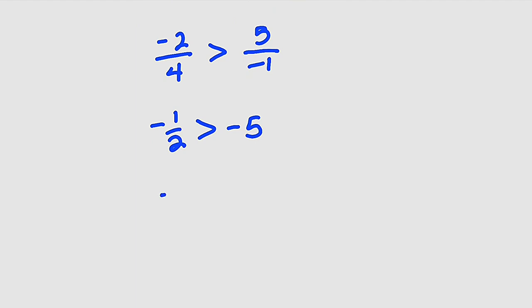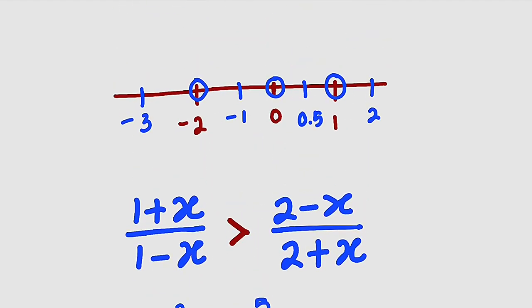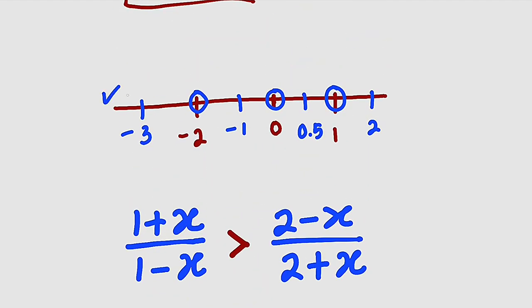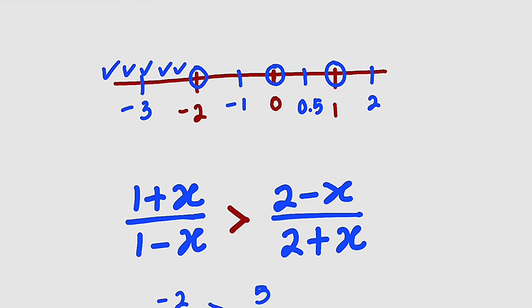We have negative 0.5. Is it greater than negative 5? Definitely negative 0.5 is greater than negative 5. Therefore, we're going to have a solution right here, from negative infinity down to negative 2. Then now let us check a value between negative 2 down to 0. Let us check this one, negative 1.